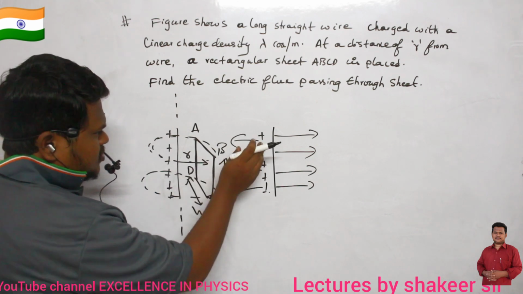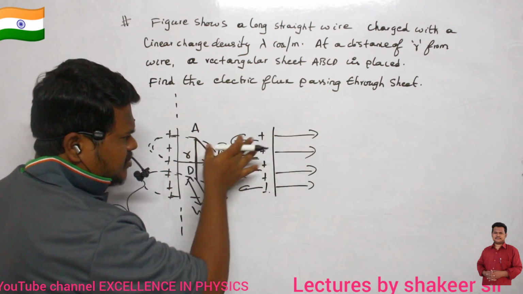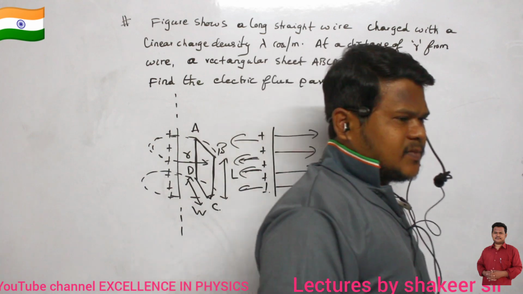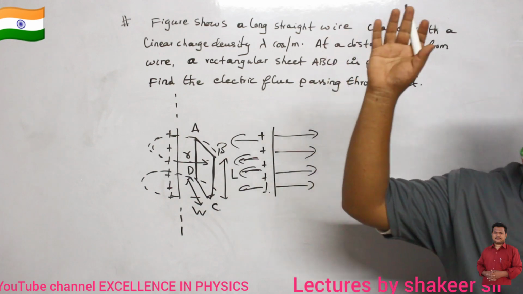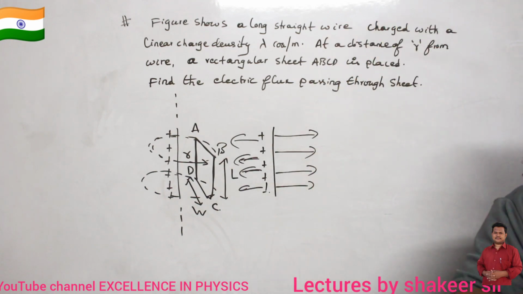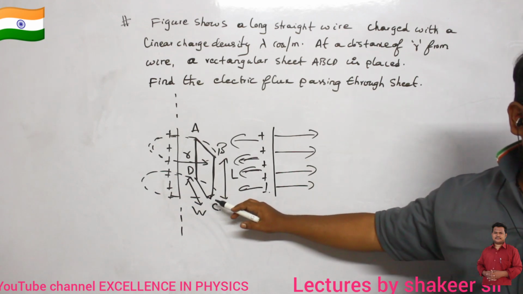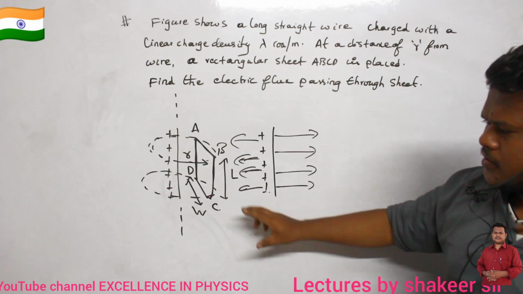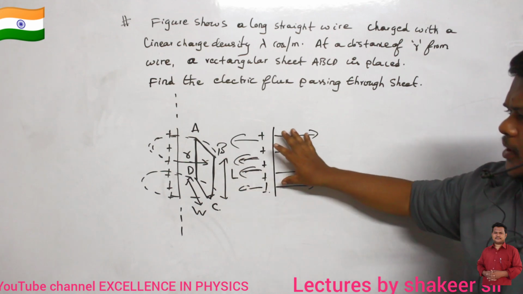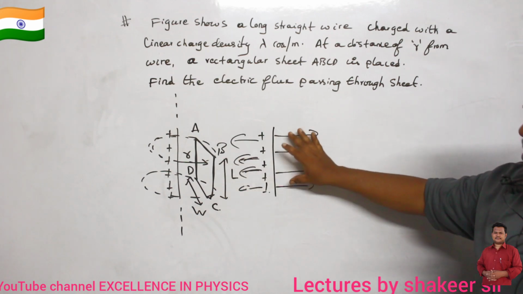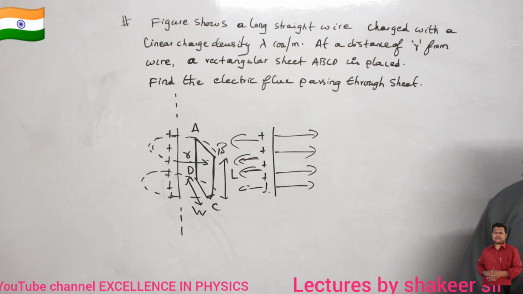So definitely, only those number of lines which is equal to the length of this sheet will enter into the sheet, no? First point. Clear? We know it is an infinite thread. It means the length of the thread is very long. But how many electric lines will enter into this sheet? Only those number of electric lines which is equal to the length L. Length of this sheet is L, no? Only the electric lines present in L length of this wire will enter into the sheet.